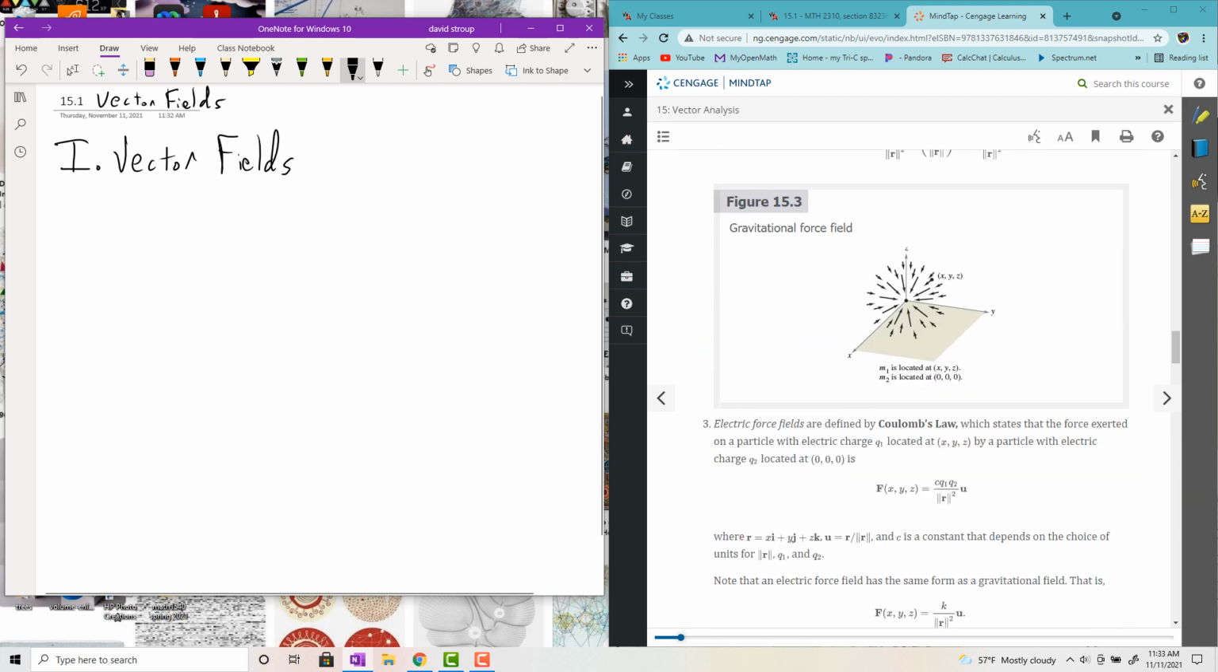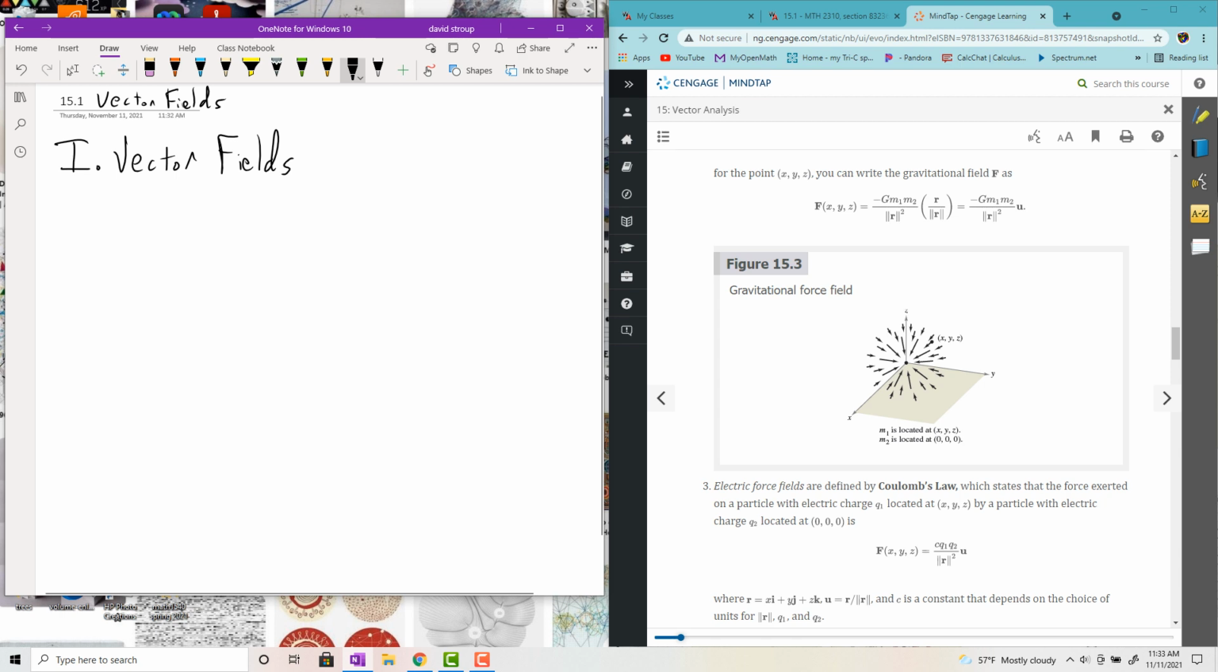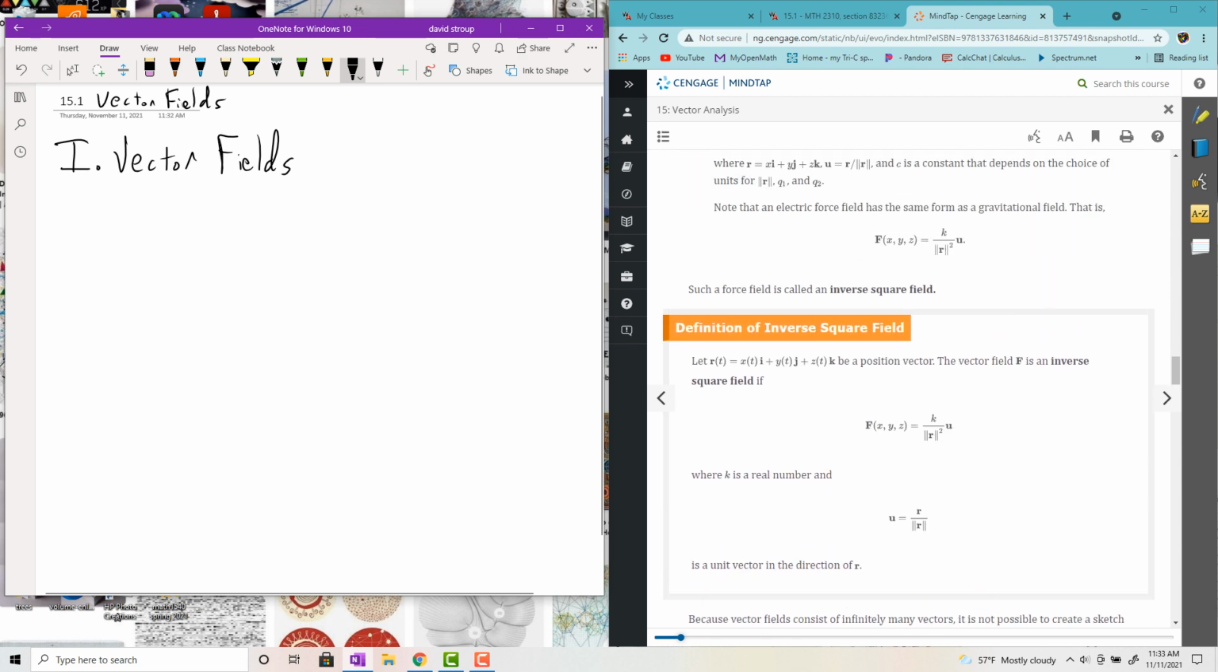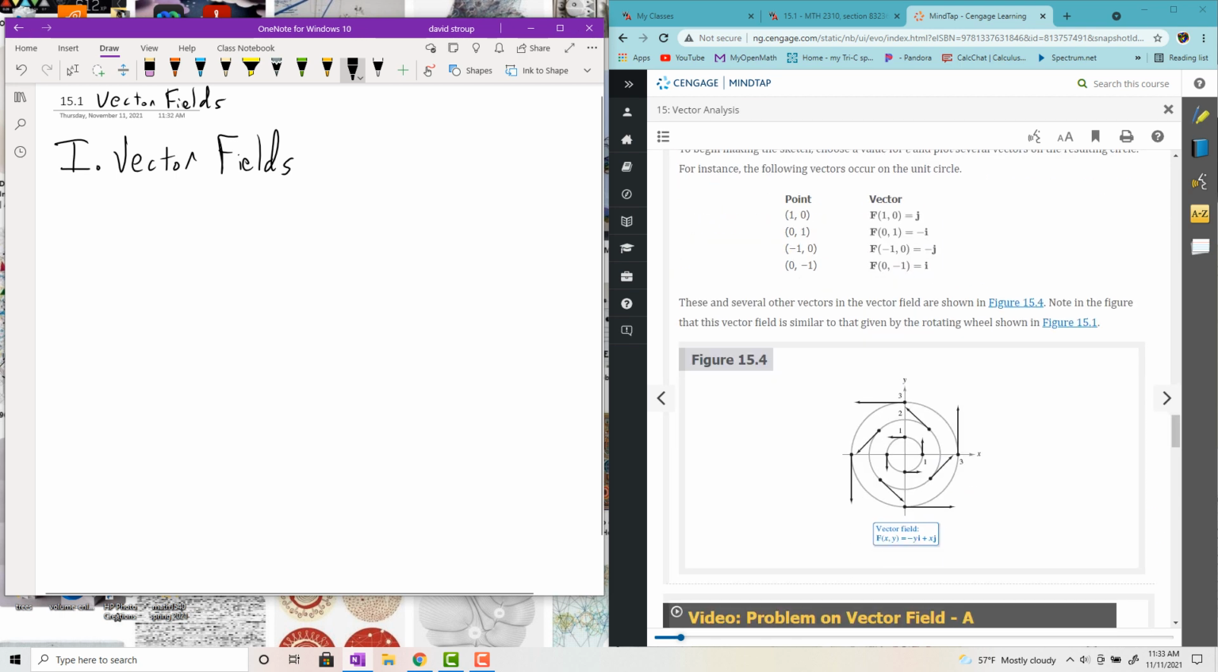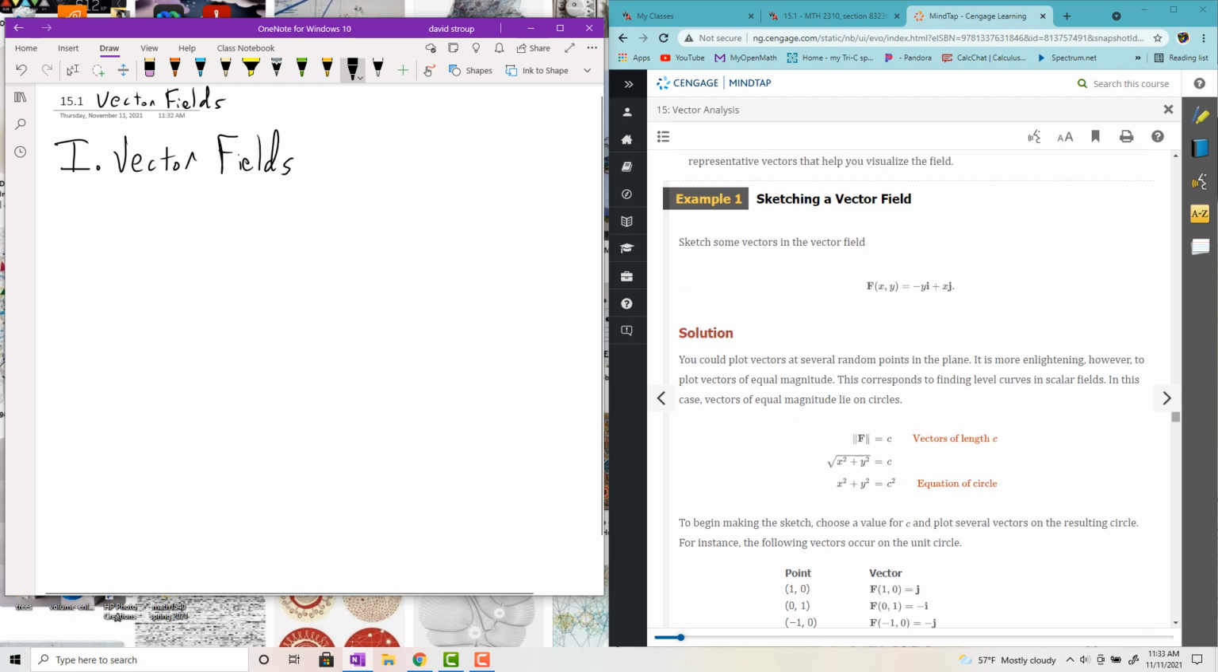Gravitational force, you can model that. If you're a flat earther, you don't believe in gravitational force. All kinds of good stuff, right? So it's just an awesome thing.